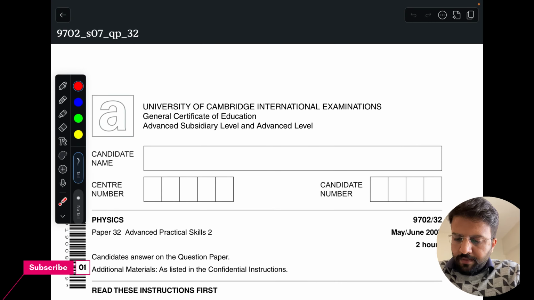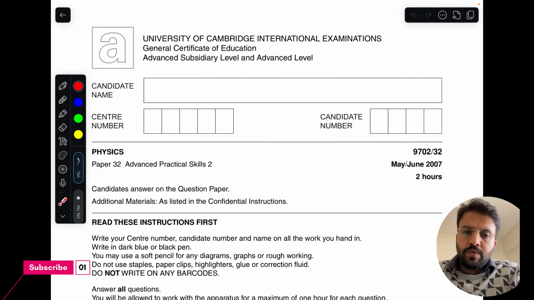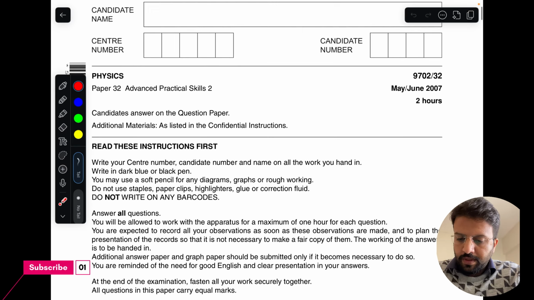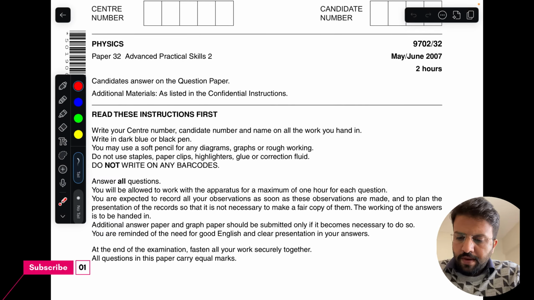Today we are going to solve the AS paper, Advanced Practical Skills, variant 32 from 2007. In this paper the total time allowed is 2 hours and you will have two questions. For each question the examiner will give you 1 hour to attempt it. So first let's start with the instructions on what we have to do.